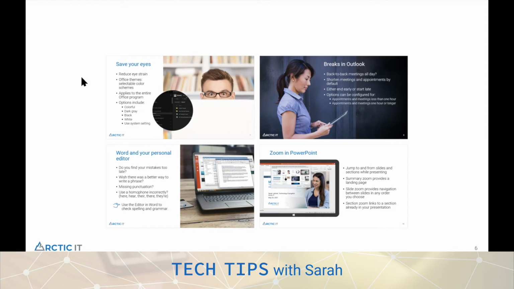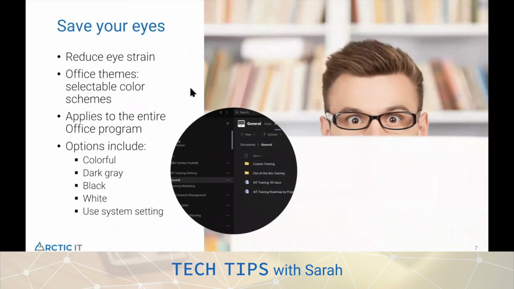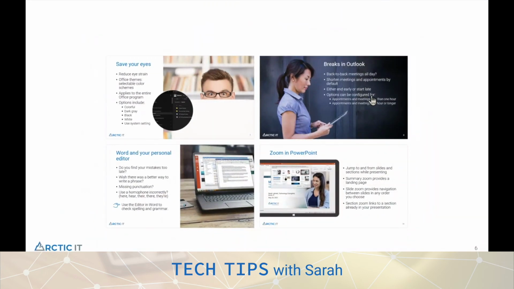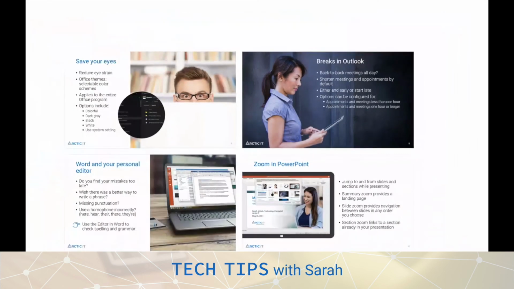So let's see how this looks within PowerPoint. Now when I launch my slideshow, you'll see on my summary slide, I've got a preview of all the slides that I have here. I'll click Save Your Eyes. This will take me right to that slide. I can talk about the content, and then I can click on it again, and it will take me back to my summary slide. Click on Breaks in Outlook, see my information, and be able to navigate.